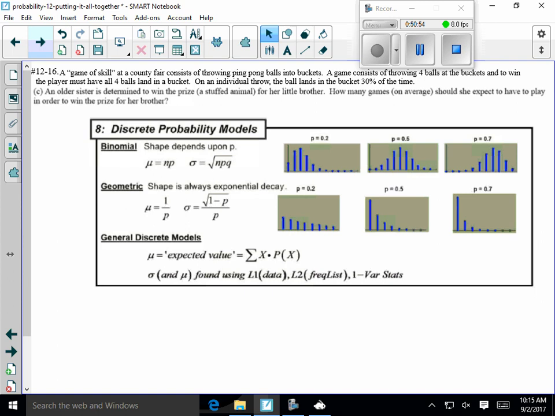Well, if she's determined, then presumably she's not going to say, I'm only going to play 20 games and that's it. She's going to keep going until she wins this for her brother. Okay, well, if that's true, then I actually don't have an endpoint. I'm just going to keep going until I have the first success. So until I have the first success actually means we're talking about the geometric function. That has a different shape. It always looks like a decaying exponential function.